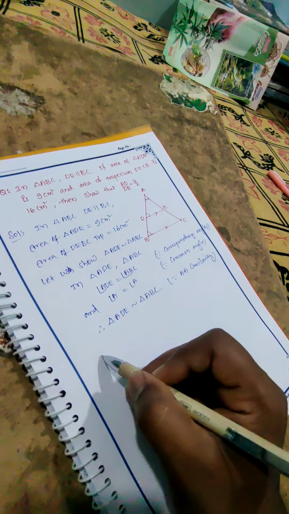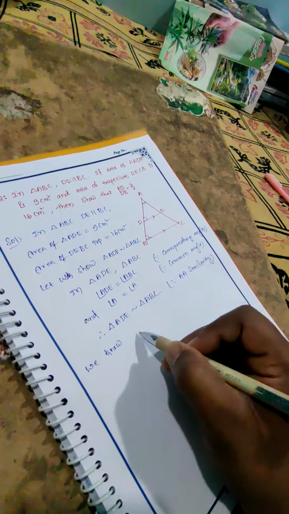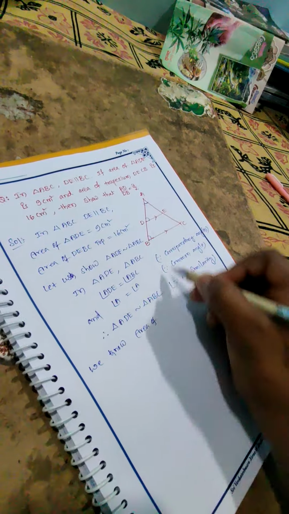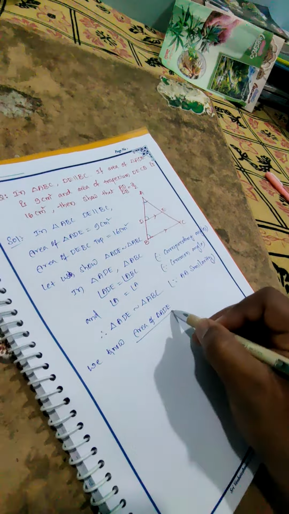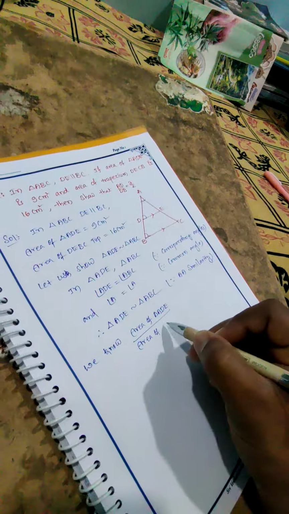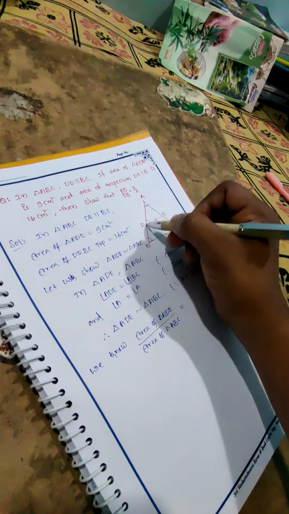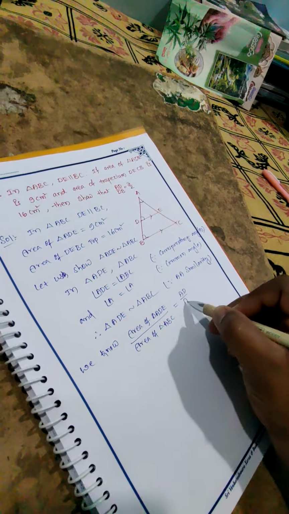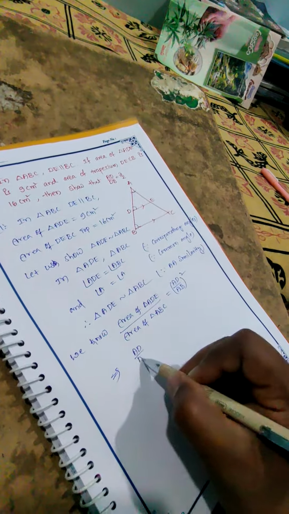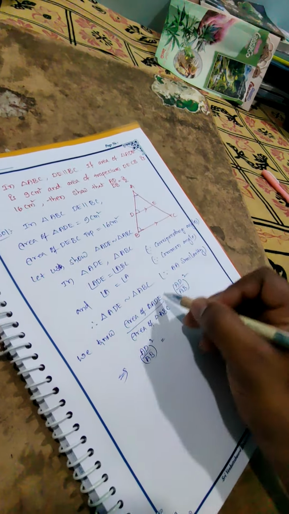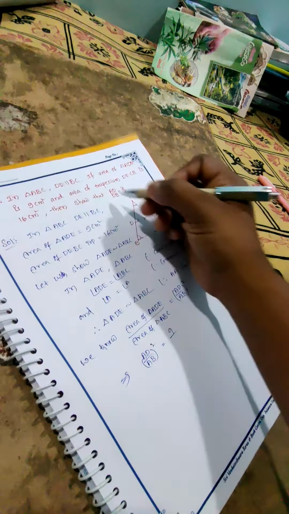Next we have to apply the theorem. So we know area of triangle ADE by area of triangle ABC is equal to (AD by AB) whole square. Now (AD by AB) whole square is equal to area of triangle ADE, 9, by area of triangle ABC.